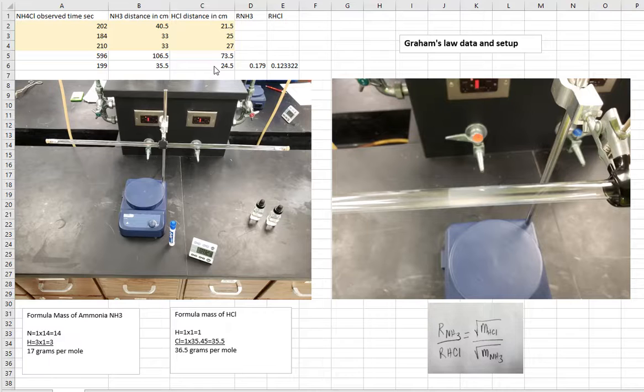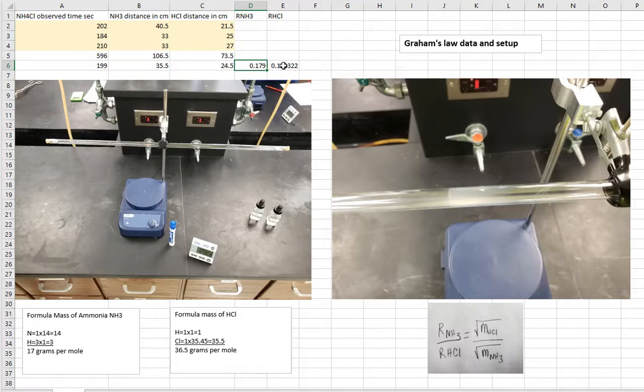Like for instance, the average hydrochloric acid traveled 24.5 centimeters, and then the average ammonia traveled 35.5. And then what we did is we took that value and divided it by the average time in seconds to find the rate of ammonia movement. That's in centimeters per second, so that would be this variable right here.